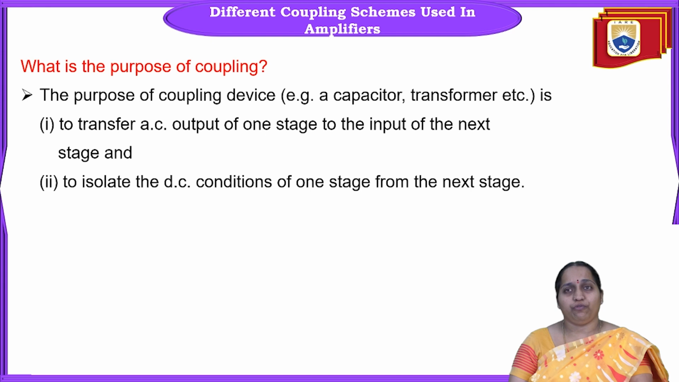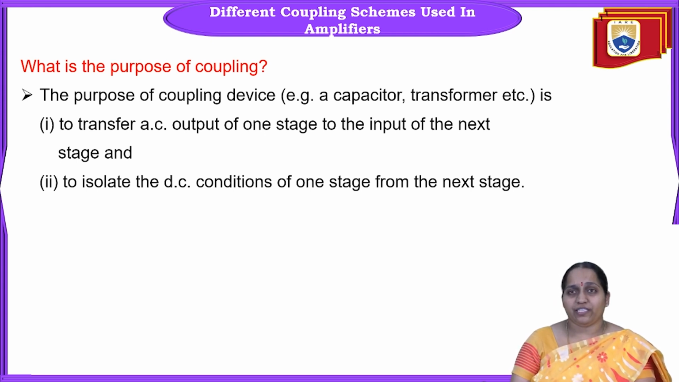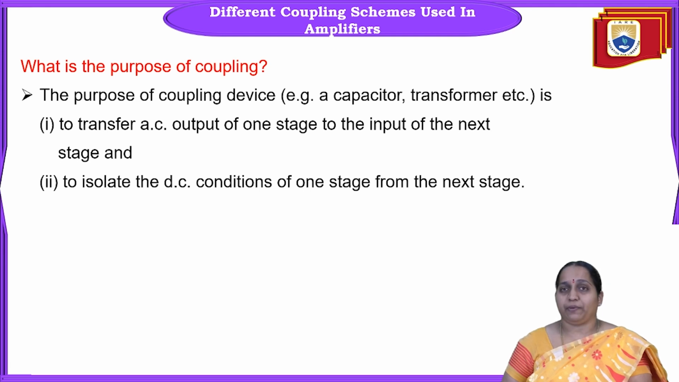The first one is to transfer the AC output of one stage to the input of the next stage. And the second one is to isolate the DC conditions of one stage from the next stage. Okay, so this is the main reason why you're making use of coupling.